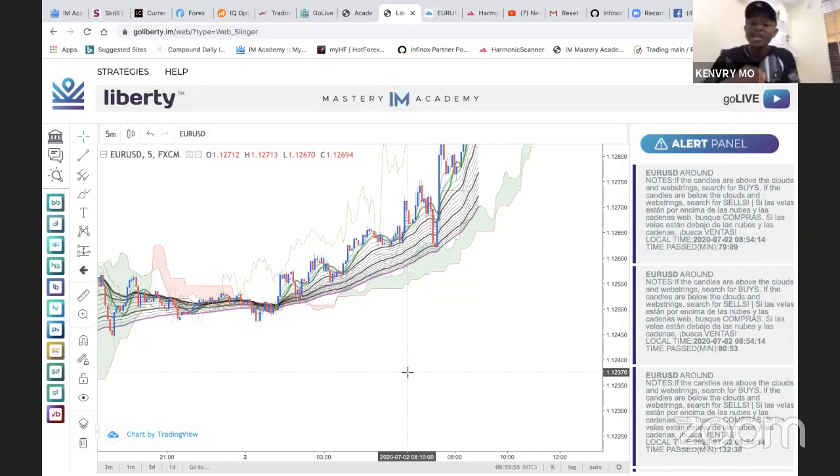So the longer the consolidation, the higher the breakout. The shorter the consolidation, the shorter the breakout. Does that make sense? All right. So these are tips that help you understand the foundation of trading. Type in a 222 if that makes sense.